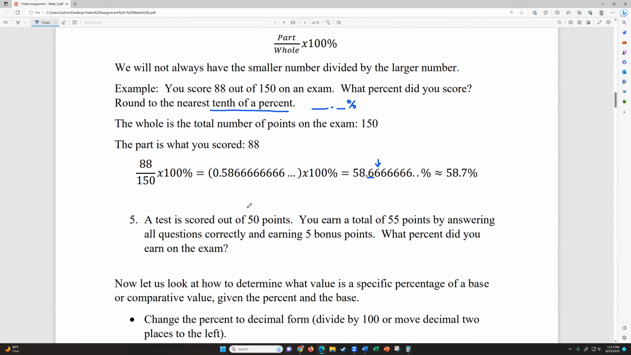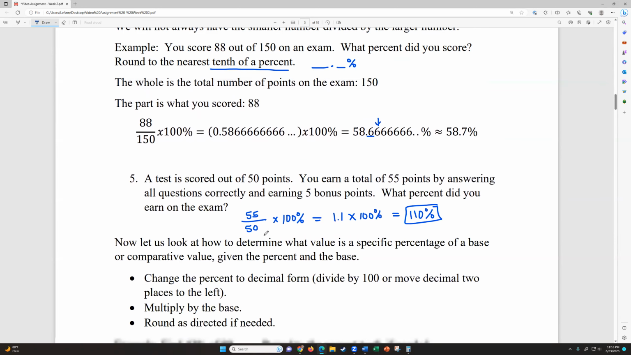Notice my number 5. A test is scored out of 50 points, but you earned 55 points. So you actually earned more points than the test had. You got some bonus points. So what percent did you earn on the exam? So this, notice the numerator is bigger because we earned more points than actually the test was scored out of. So 55 divided by 50 is 1.1. It does not repeat. It's a terminating decimal times 100%. This is going to equal 110%. So you scored 110% on that exam.